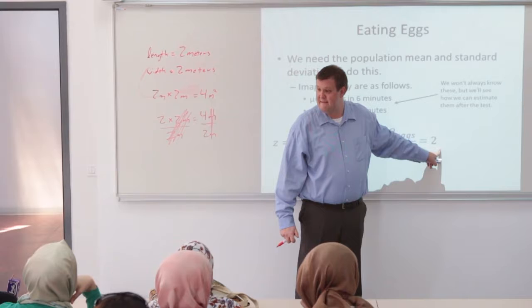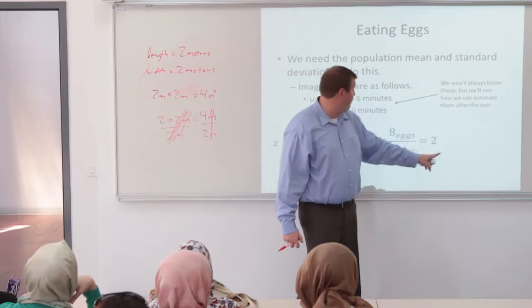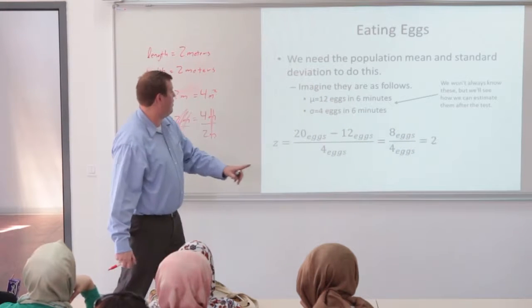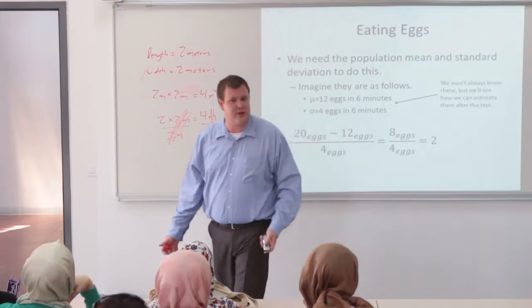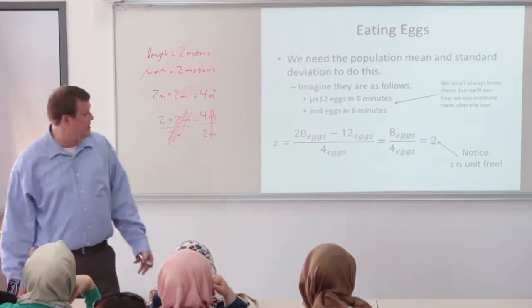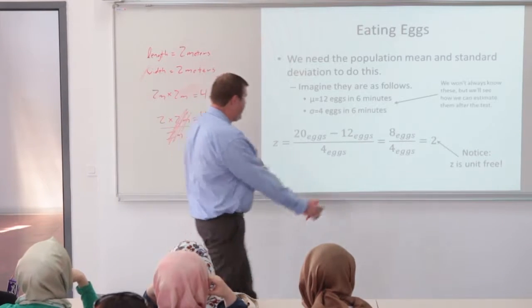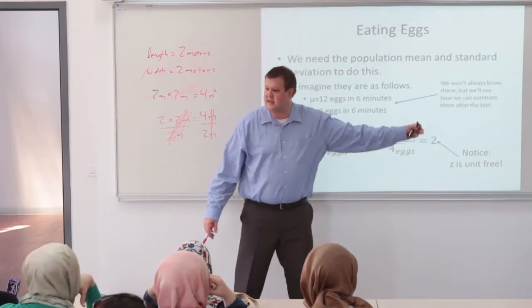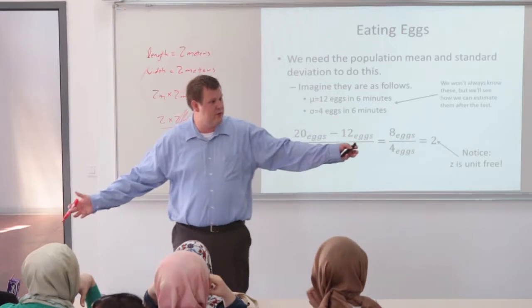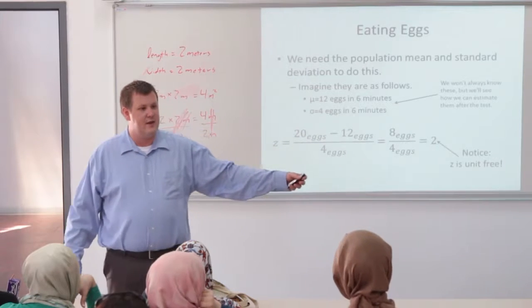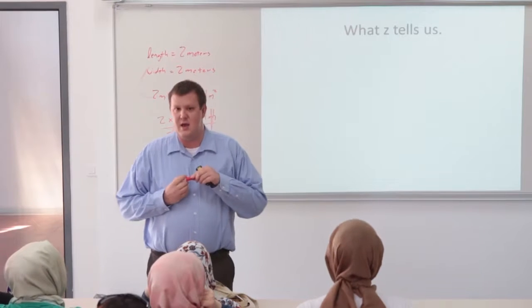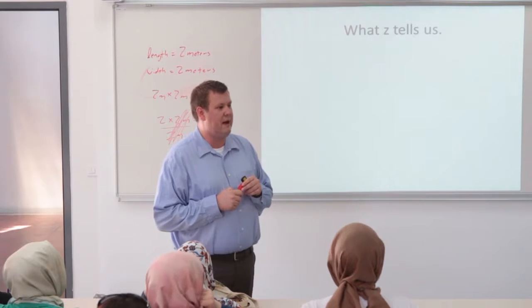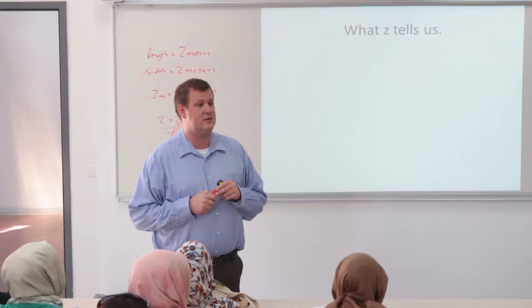So we found that the z-score gives us a unitless measure. Unitless. It doesn't have units with it. It doesn't have eggs. It doesn't have minutes. It's just 2, right? What will we do with this? Well, this is really cool. Because it's unitless, we can compare it with other unitless measures.